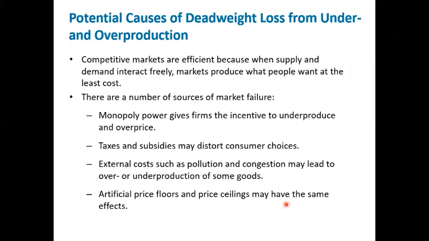So what causes market failure? What causes the deadweight loss? Monopoly or imperfect competition can do it. Taxes and subsidies that aren't proper. I'll be honest with you guys, pretty much with a very few exceptions, taxes generate deadweight losses. But you need taxes to make society function.